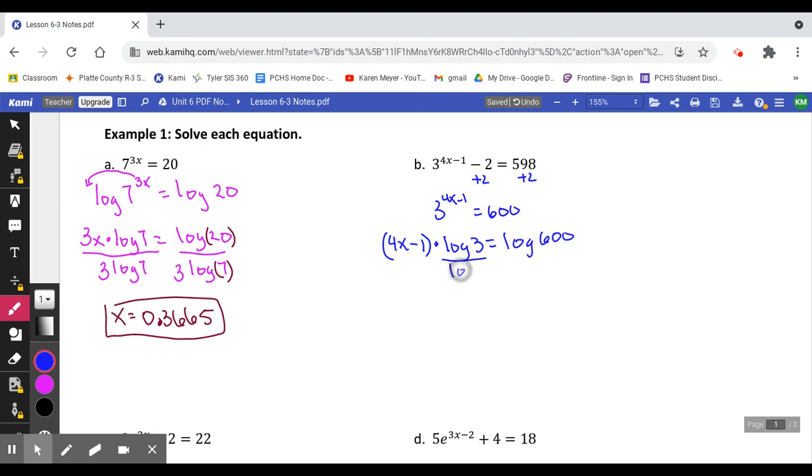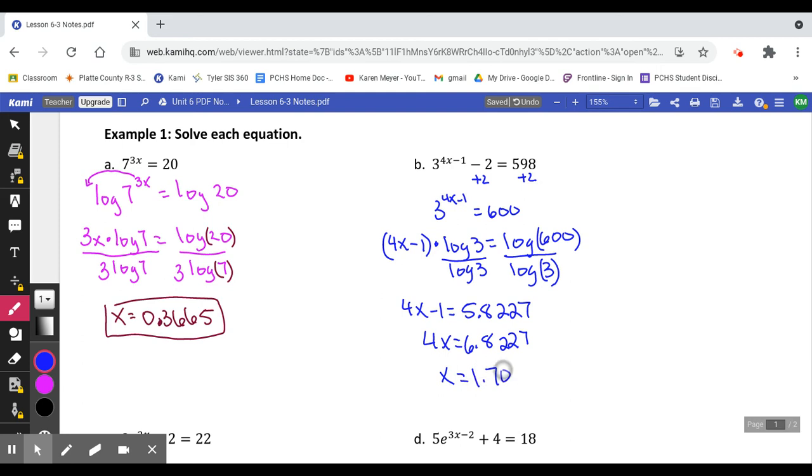Then I'm going to divide by log 3. So then I get 4x minus 1 equals 5.8227. And then I'm going to add 1 over. So then I get 4x equals 6.8227. And then I'm going to divide by 4. So x equals 1.7057.